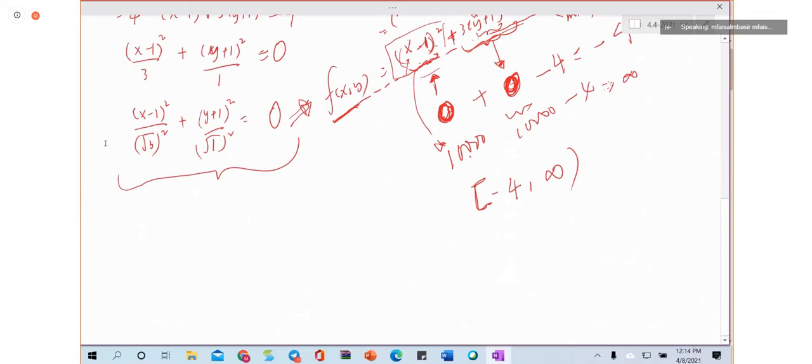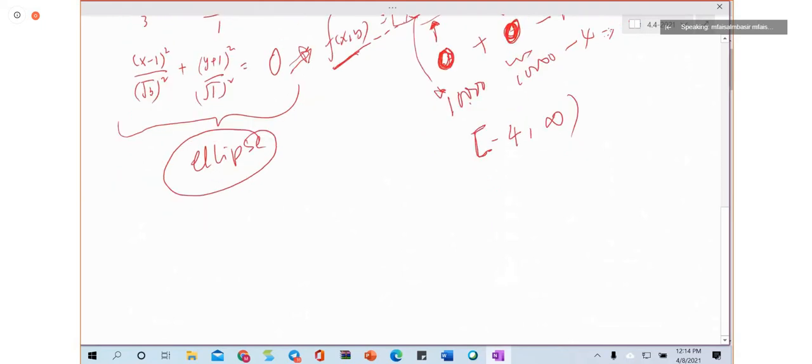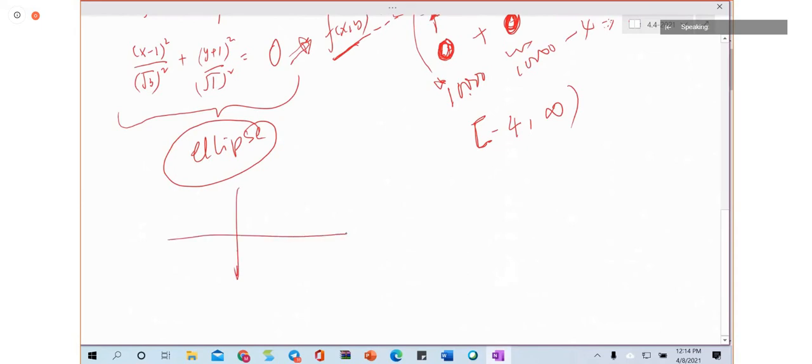What is the shape of the curve? Sphere for x, y, z. Is it a paraboloid? Ellipse. Okay, good. Ellipse. But the radius is 0, right? So it is just a dot where the point is 1, negative 1. So 1, negative 1, it is here. It's just a dot.